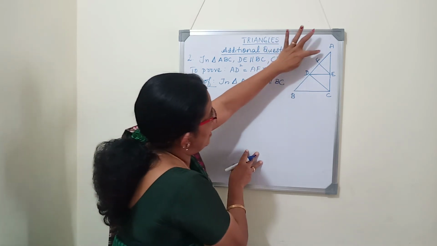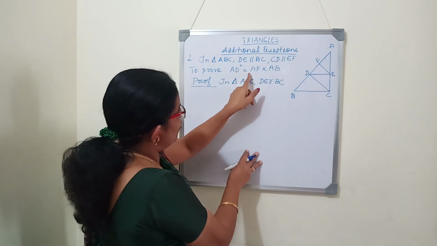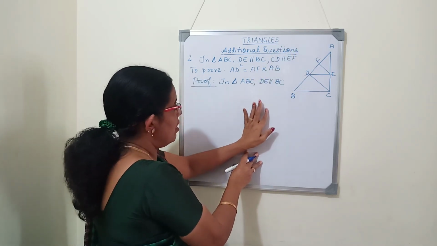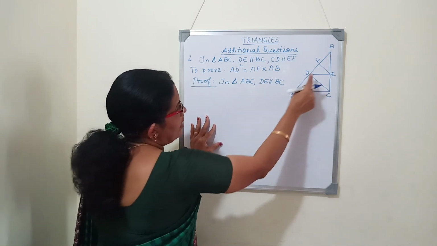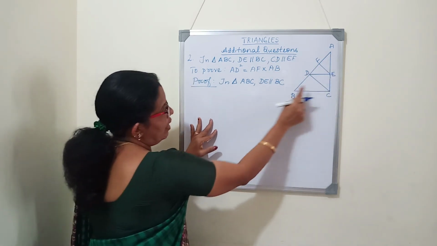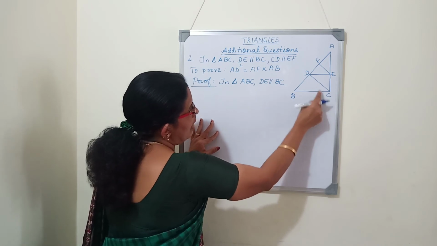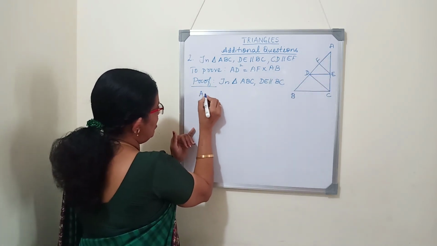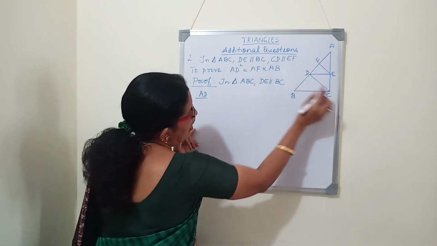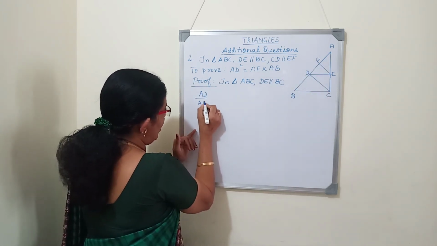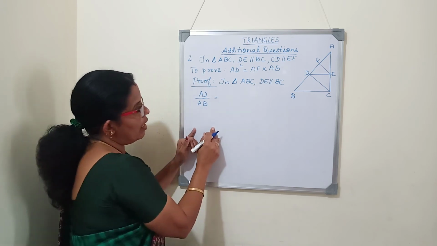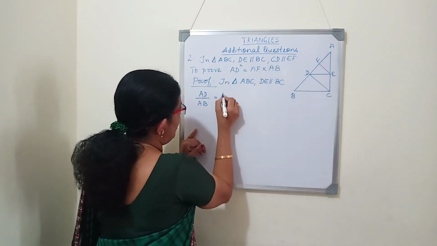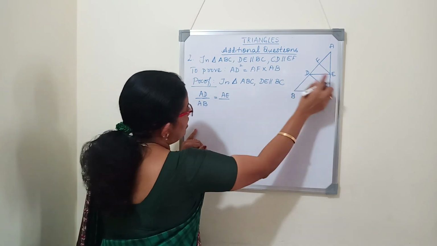So we cannot apply BPT directly. As AD is given in the proof and AB is also given, we will apply the corollary. So we will write in triangle ABC, if DE is parallel to BC, we can write the smaller triangle side, that is AD, by the whole triangle side AB. AD by AB. This is one of the corollaries. Equals, on the right side, the smaller triangle side AE and the bigger triangle side AC.